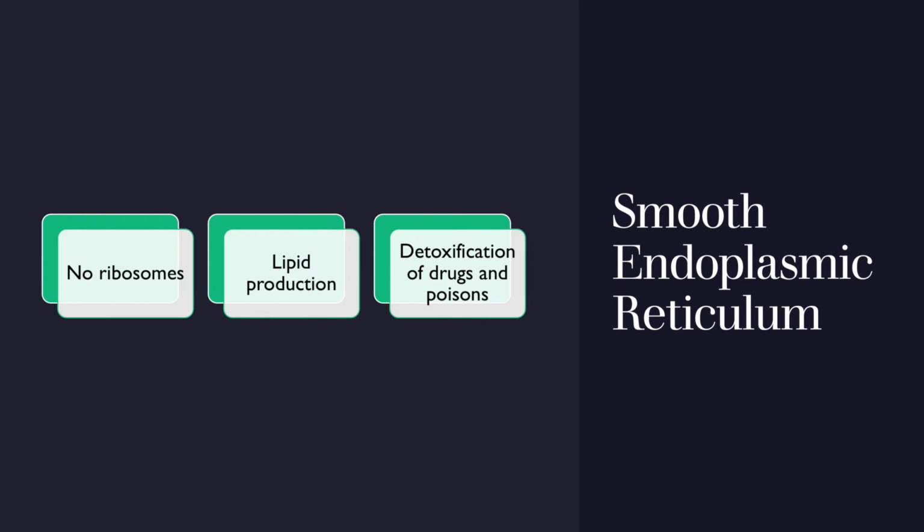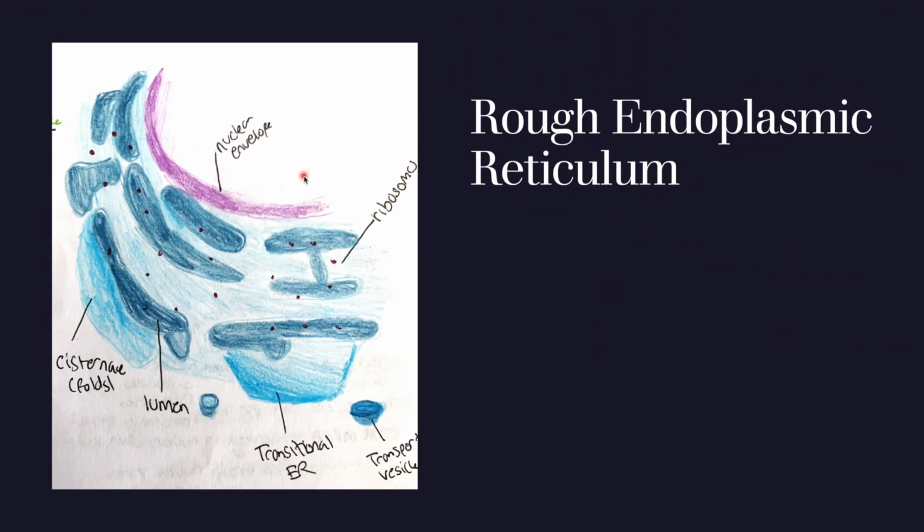The smooth endoplasmic reticulum does not have ribosomes. It produces lipids such as phospholipids and steroids. It also detoxifies drugs and poisons. In fact, alcoholics have a lot of smooth ER in their cells. The rough endoplasmic reticulum is deemed rough because it is embedded with ribosomes. The rough ER is involved with producing secretory proteins as well as plasma membrane proteins.